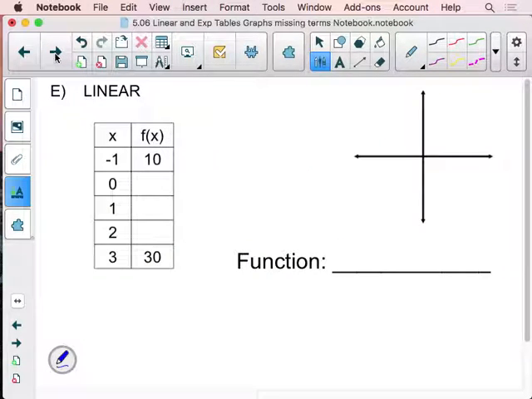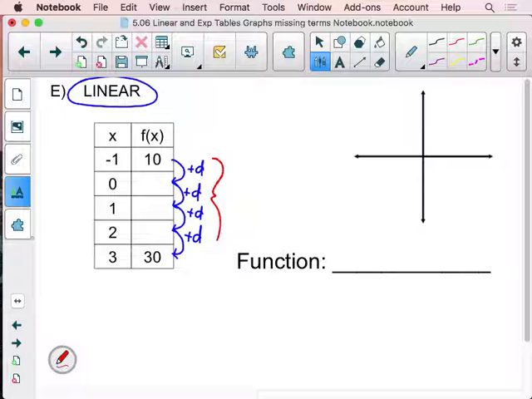Finally, example E. They save the best for last. This is linear. That means that every step along the way here, I must have been adding or subtracting. So if we go from 10 to 30, I am adding some common difference. Every time, some common difference. Now, how many of these common differences did we add? I count 4. So that means to go from 10, I had to add 4 of those common differences to get to 30.